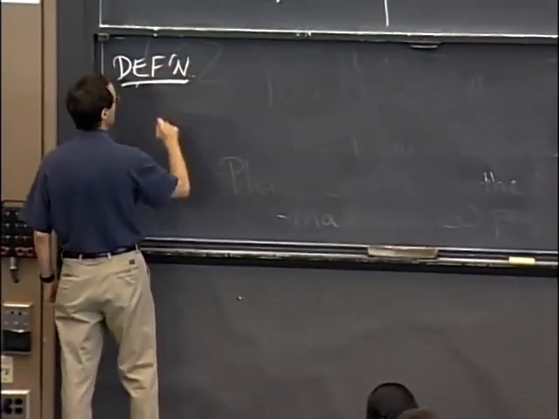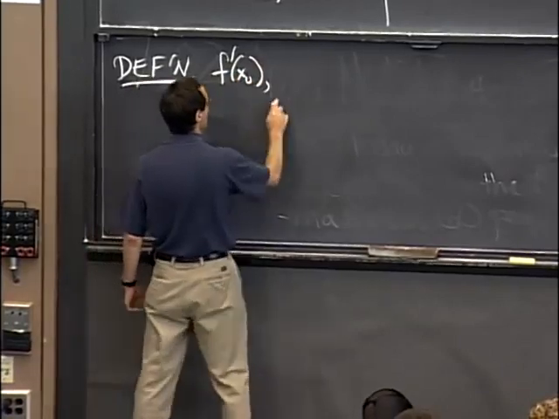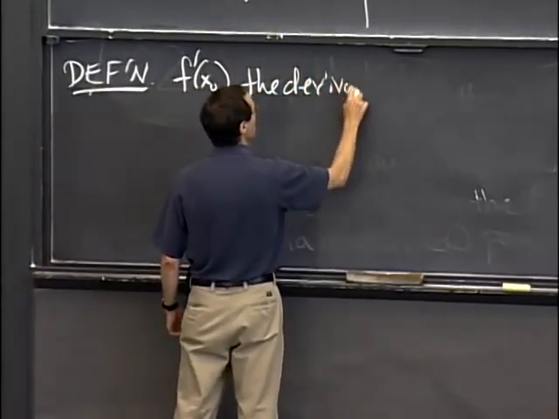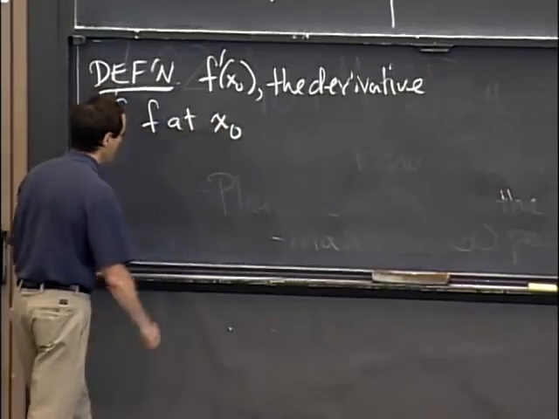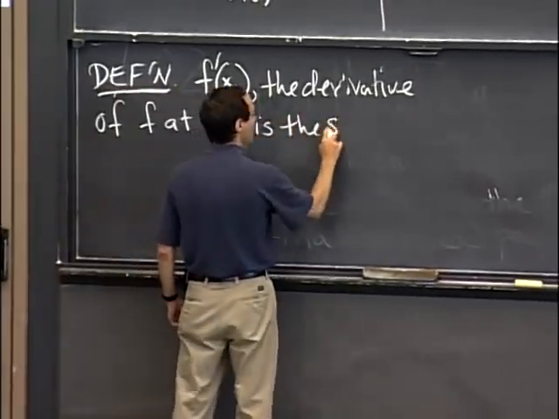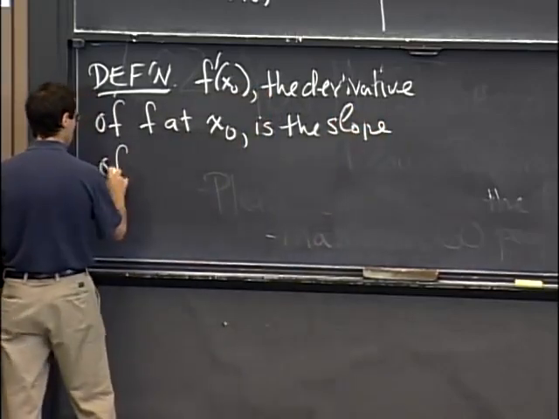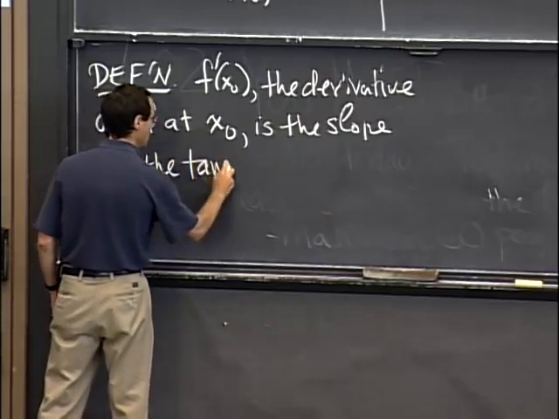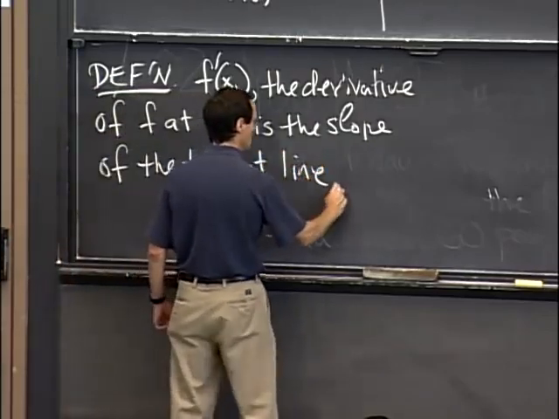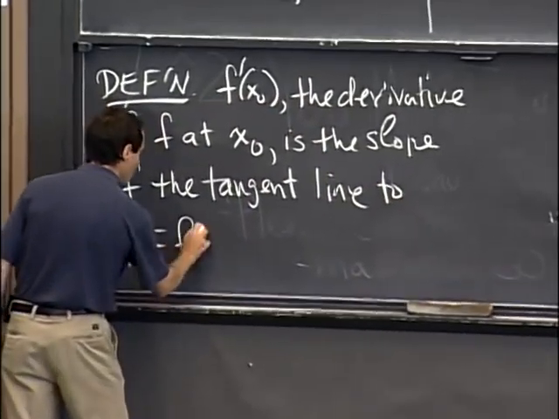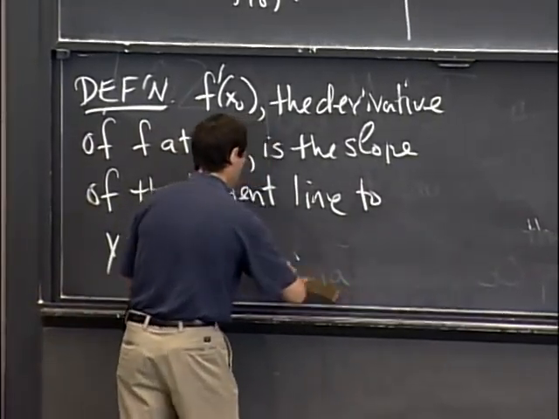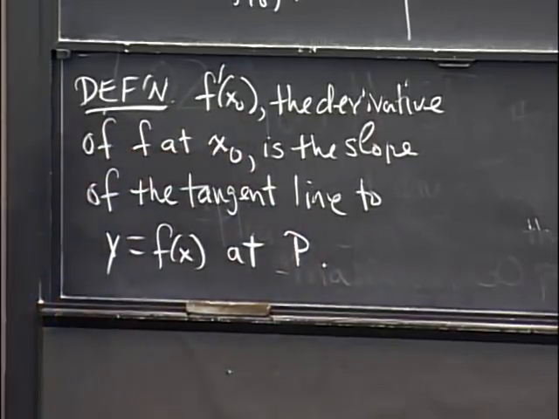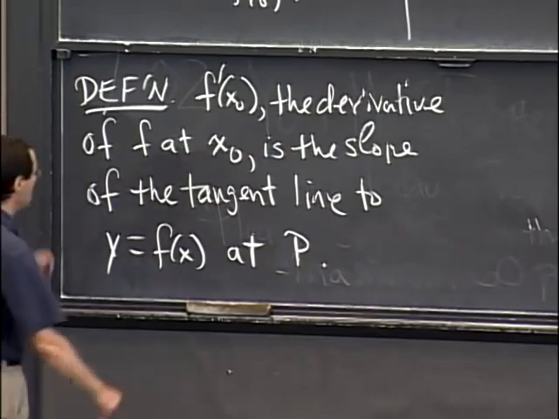So just to make that explicit here, I'm going to make a definition, which is that f prime of x0, which is known as the derivative of f at x0, is the slope of the tangent line to y equals f of x at the point, let's just call it P. All right?